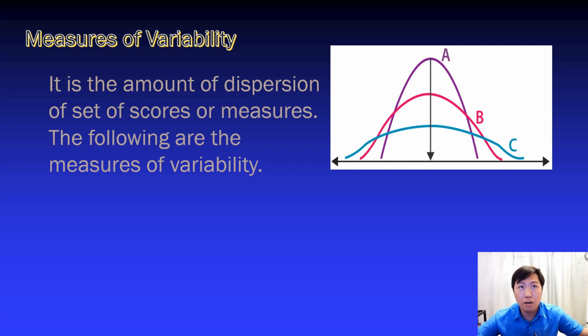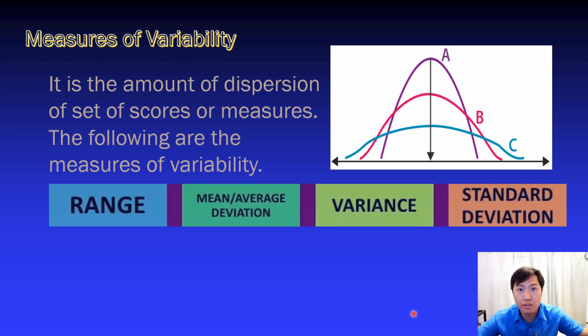Now let us talk about the measures of variability. What is measures of variability? It is the amount of dispersion of set of scores or measures. The following are the measures of variability. We have the range, mean or average deviation, variance, standard deviation.